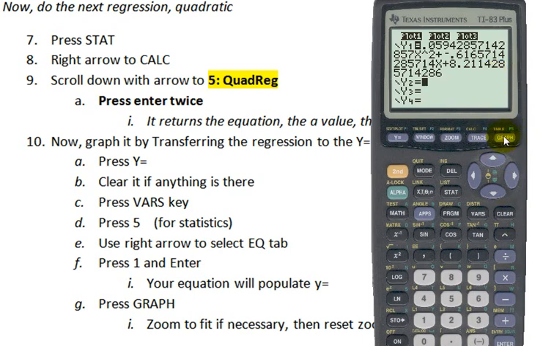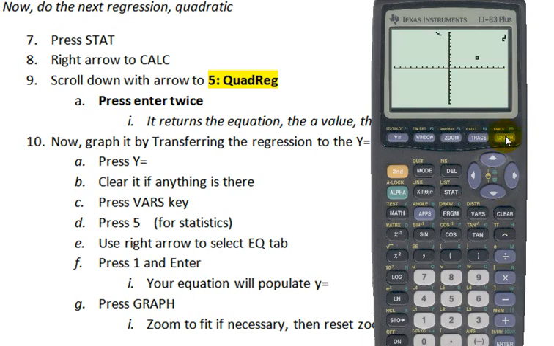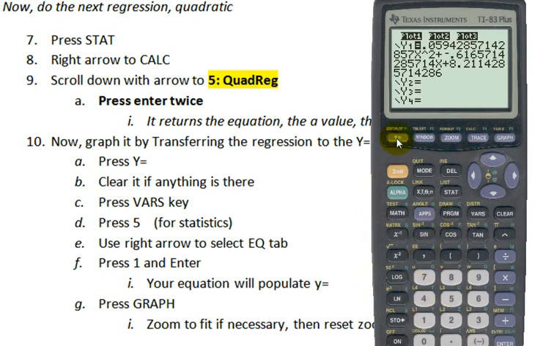Now, graph. Well, I guess that was correct. That is a quadratic right there. So you see, I wouldn't have wanted to type that in. No way. That's why we transfer it over. Okay, you could do it by hand, but why when you can just transfer it?